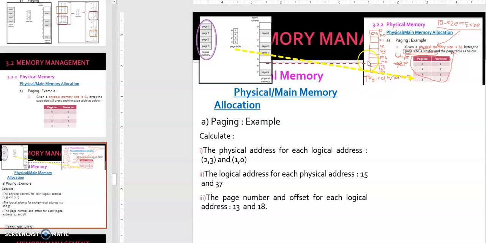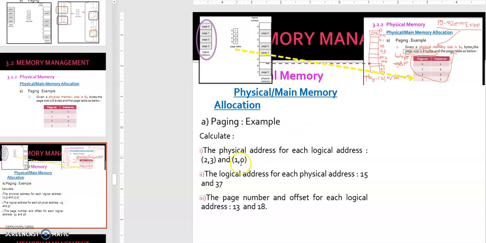So this diagram is similar to this diagram, only this is much more beautiful. Can you see the arrow here? So this diagram is actually this diagram. Next, the page table is already given. So this is the page table.